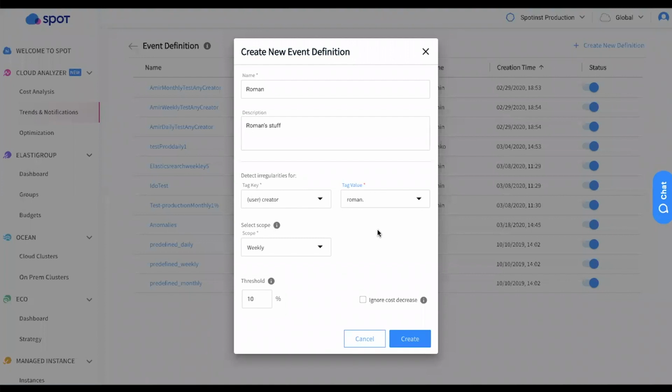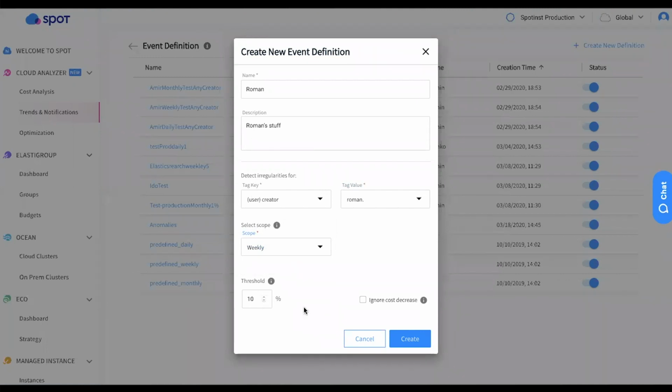Now anytime any resources within my organization that are tagged with Roman have some sort of deviation, and over here I can select whether I want to look at a daily, weekly, or monthly scope, meaning I want my anomaly to be determined based on a specific time frame, either a day, week, or month. I select that, and again, I can select the threshold. What's considered to be an anomaly is going to be 10%, 20%.